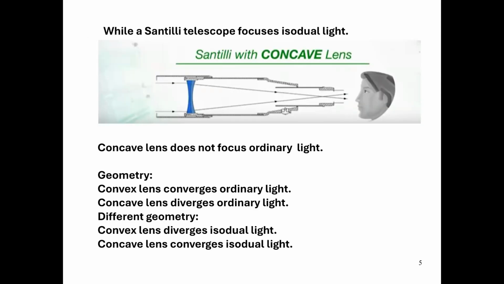So this is the setup for the Santilli telescope. It's just the same, but you're using a concave lens, and for the observer you could use an eyepiece as well, or a camera set up there, but I've been doing it with a camera without an eyepiece. The concave lens does not focus ordinary light so well. The convex lens converges ordinary light, and the concave lens diverges ordinary light. So it's a different geometry, basically, what you've got here.